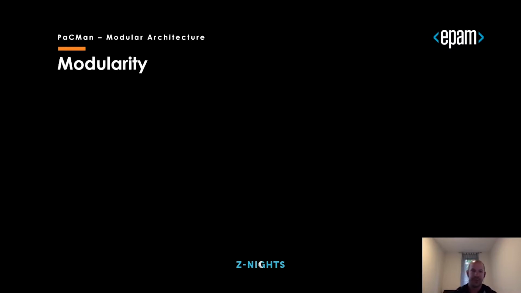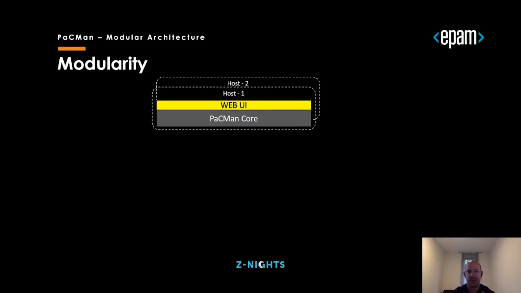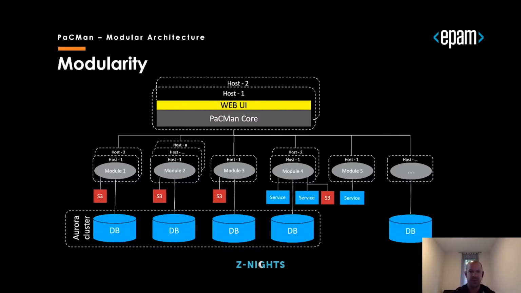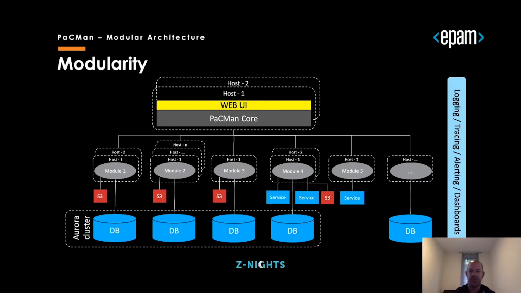And finally, you can see here that we have an independently deployable Pacman core application with the modules behind that. All of these modules are absolutely independent, and all of these have their own GitHub repository, their own release process, and their own databases as well. And besides this, we have the distributed logging, tracing, and alerting, and dashboards functionality.